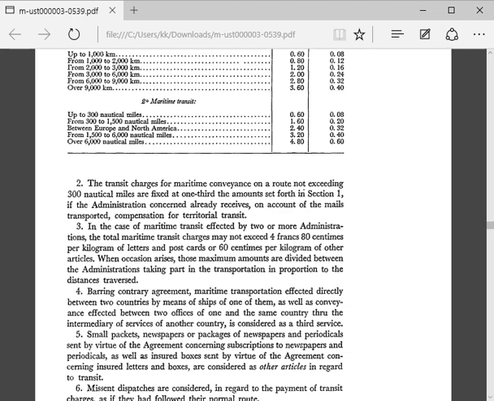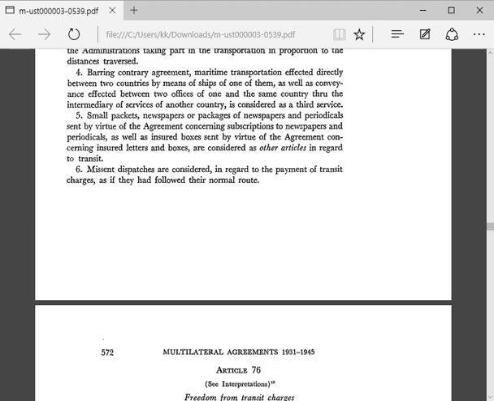to the distance traversed. Barring contrary agreement, maritime transportation effected directly between two countries by means of ships of one of them, as well as conveyance effected between two offices of one and the same country through the intermediary services of another country, is considered a third service. Small packets, newspapers, or packages of newspapers and periodicals sent by virtue of the agreement concerning subscriptions to newspapers and periodicals, as well as insured boxes sent by virtue of the agreement concerning insured letters and boxes, are considered as other articles in regard to transit. Missent dispatches are considered, in regard to the payment of transit charges, as if they had followed their normal route.